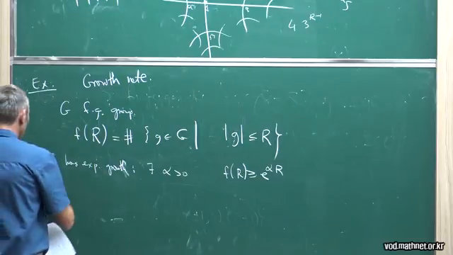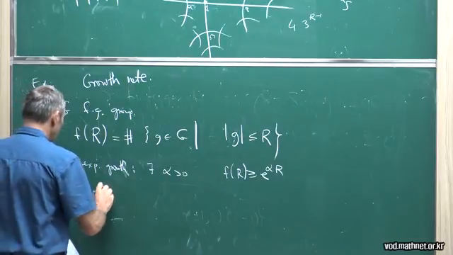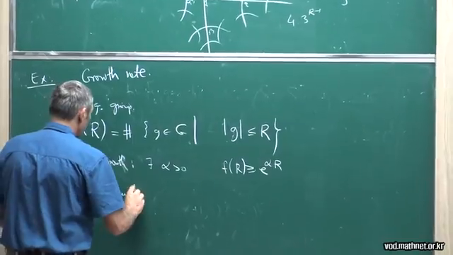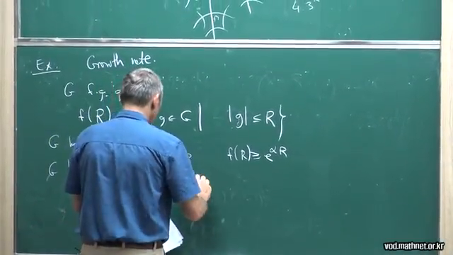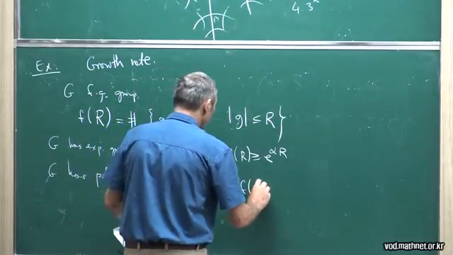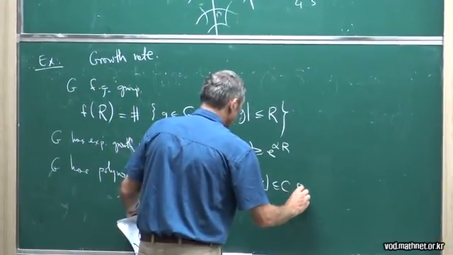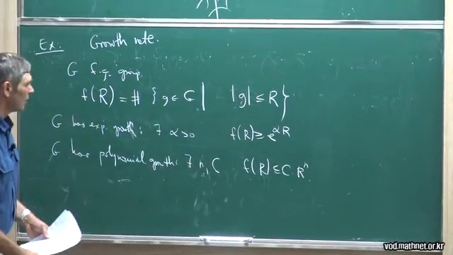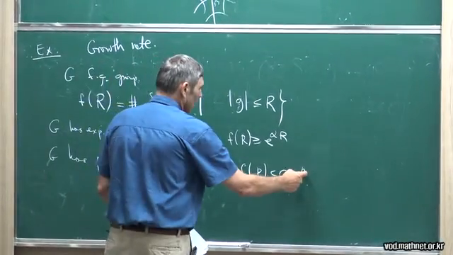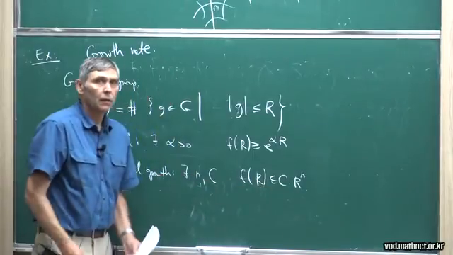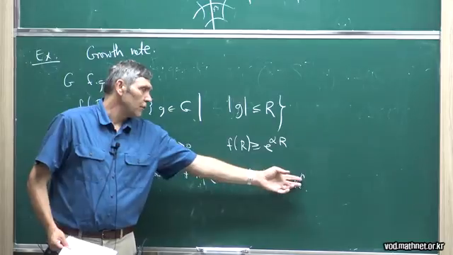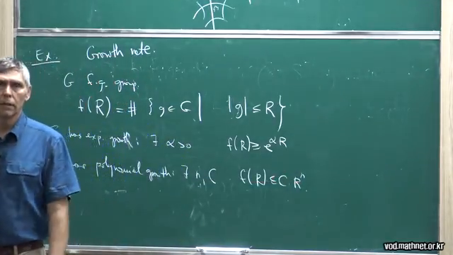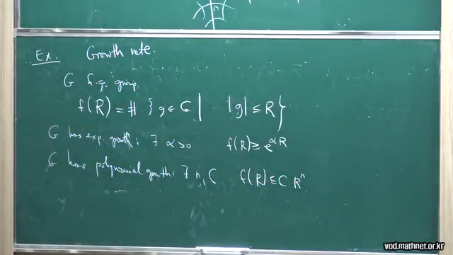And G has polynomial growth if there exists n and c so that f of r is less than or equal to c times r to the n. Here it turns out that the n does not change if you change the generating set, but the value of the constant might. So for example, for Z plus Z, this n is 2. So you have quadratic growth. The number of points in a ball of radius r is roughly r squared times some constant.